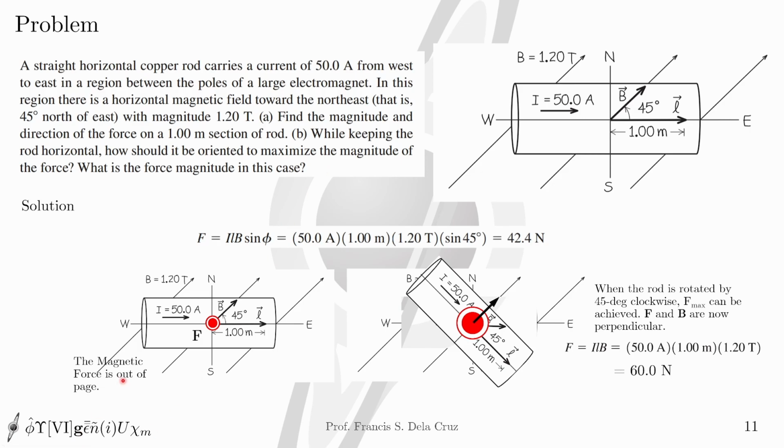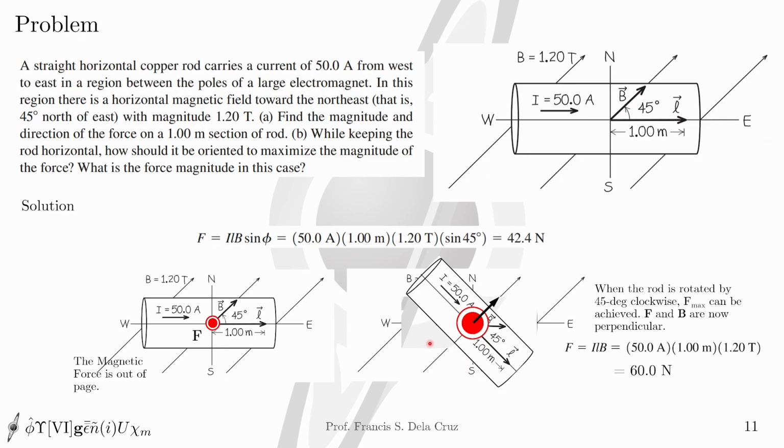For us to do that, we need to rotate this current segment by 45 degrees clockwise so that the current segment will be perpendicular to the magnetic field. And we can see that we can increase the force, as you can see here in this red circle. It means that this is the tip of the force. It means that the force is out of the page, out of this screen as you watch it.